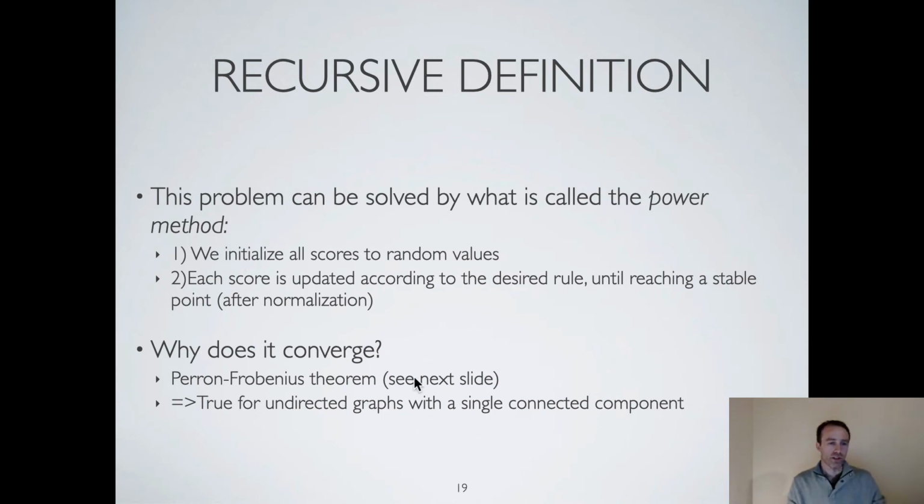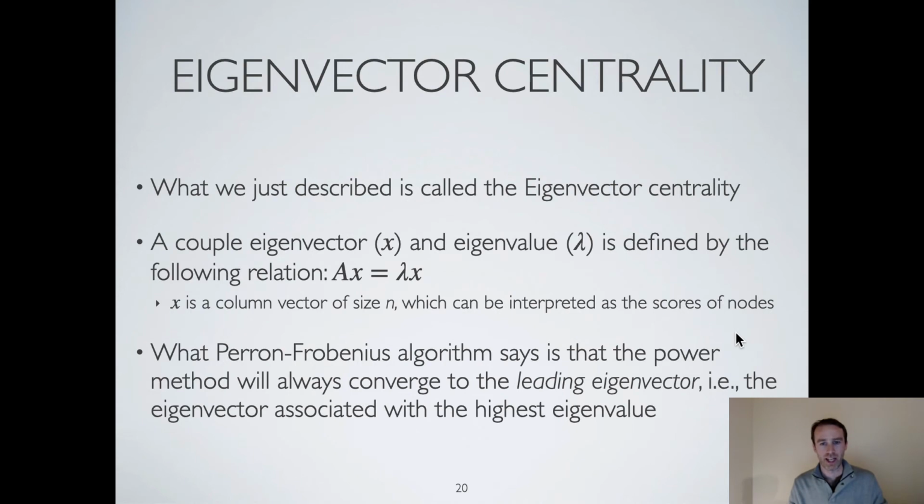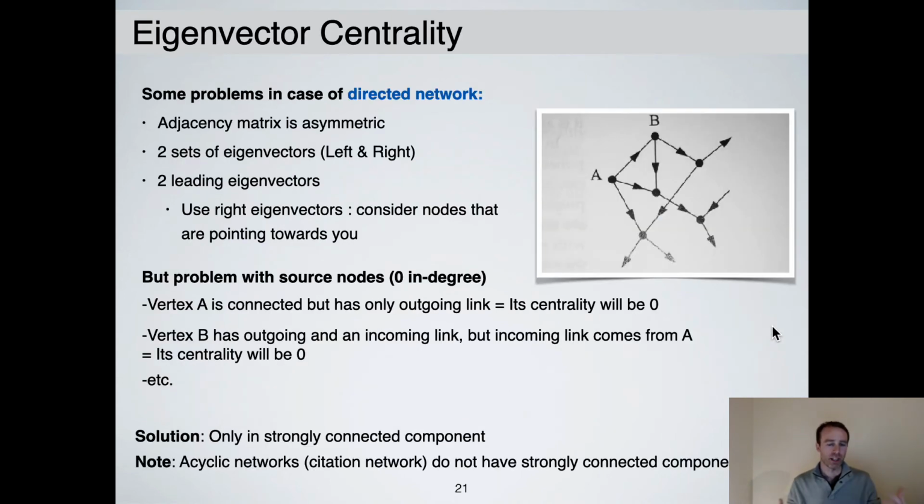It can be proved that this converges by the Perron-Frobenius theorem, so I don't go into the details in this class, but basically, for those who have some math background, you can formalize it as an eigenvector problem, and then you can prove that finding this solution is equivalent to finding the leading eigenvector of the adjacency matrix. So I don't go into the details, but basically it can be proven that it works. What I just described is called the Eigenvector Centrality.